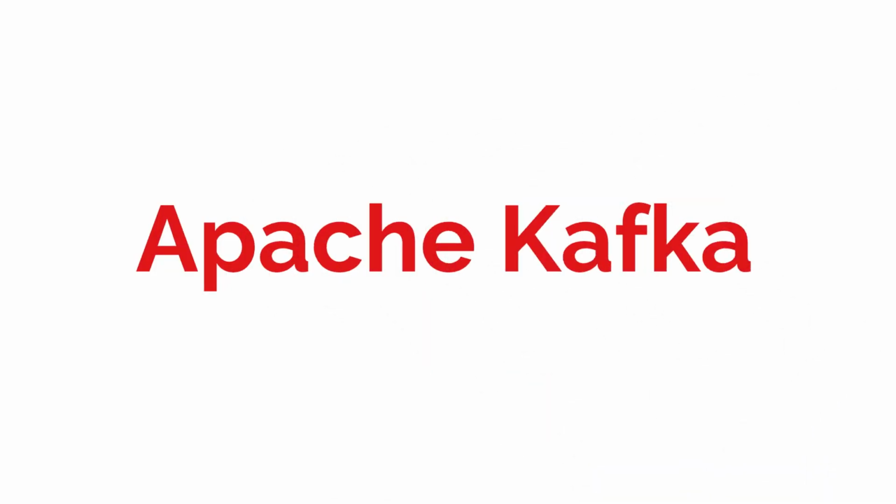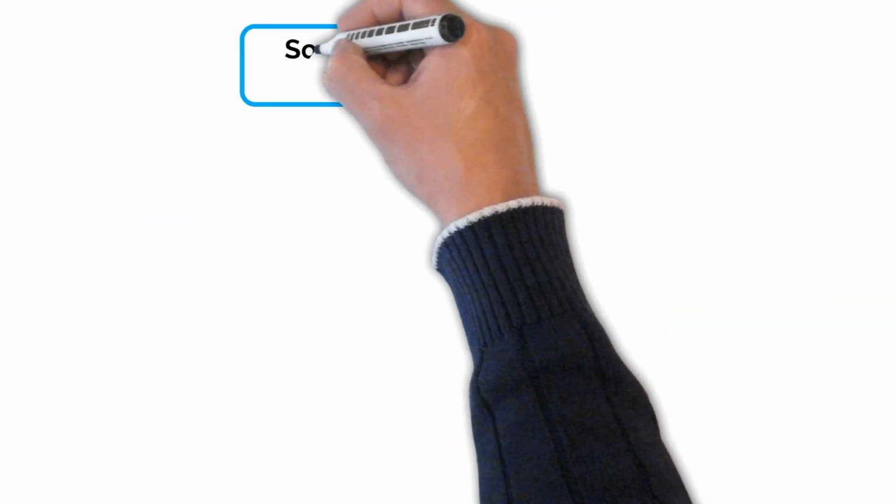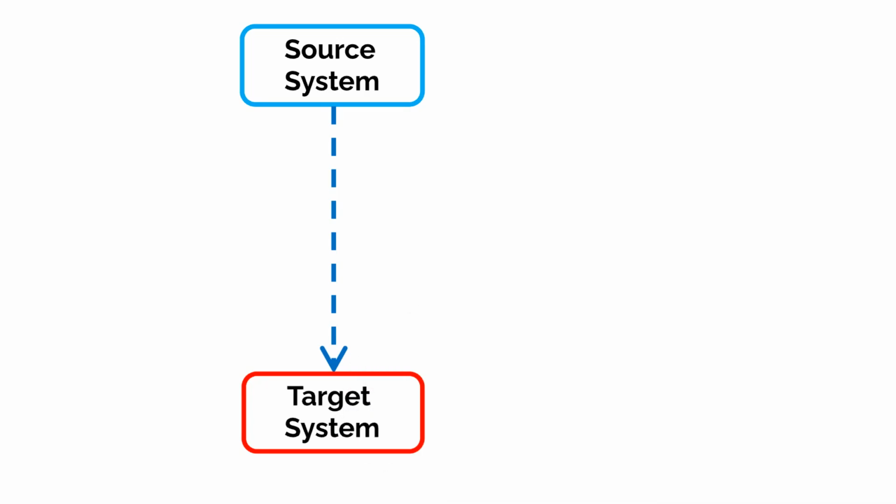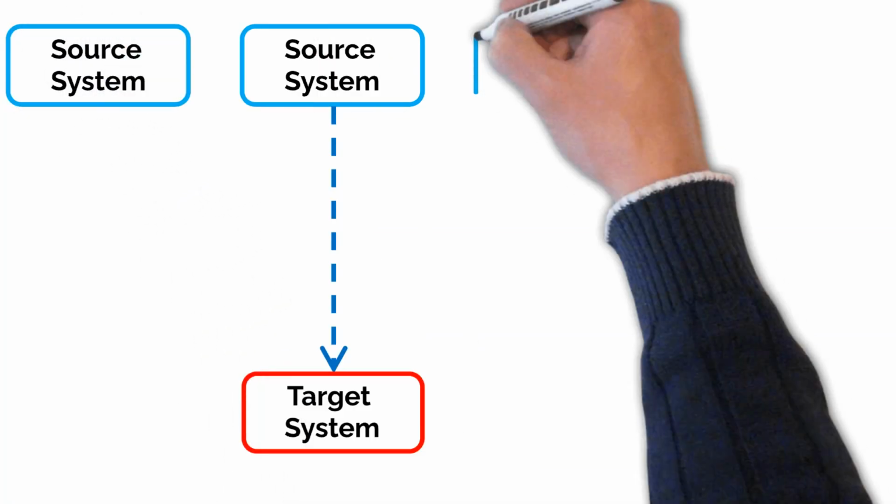Apache Kafka explained. Imagine you're starting a business with just one system generating data, a simple source system that sends information to a single target system. Life is easy, data flows smoothly, and everything just works. But as time goes on, your company grows.